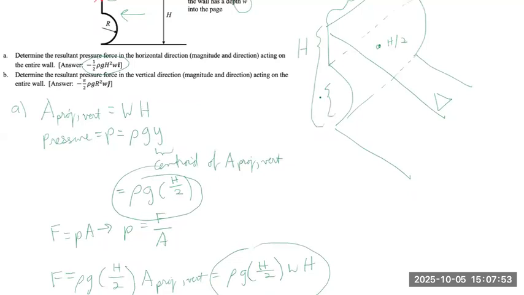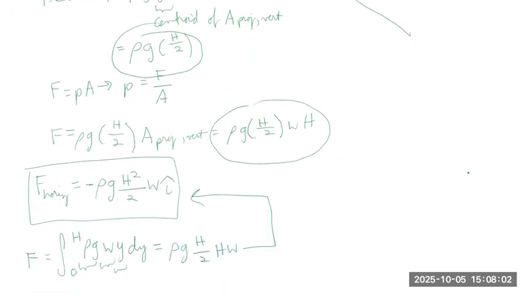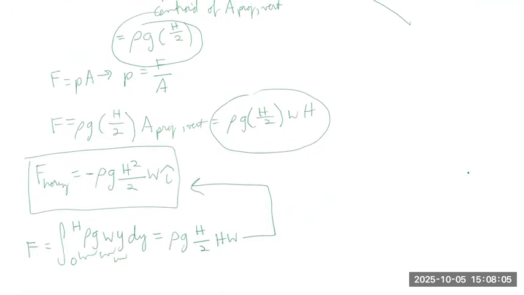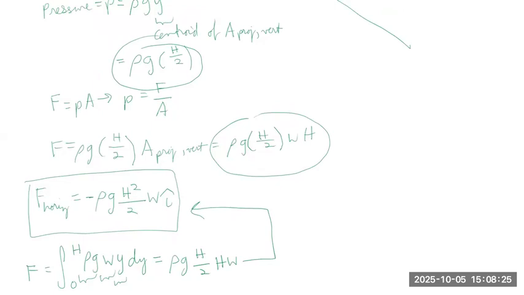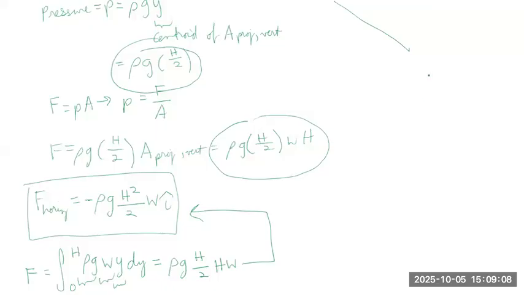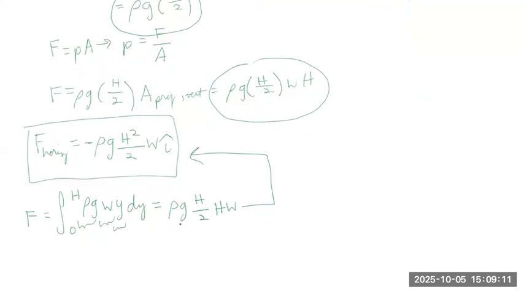So basically, this is Y. It basically denotes a distance from the bottom of the tank. And basically, what this is saying is, it's another way of saying pressure times area, right?